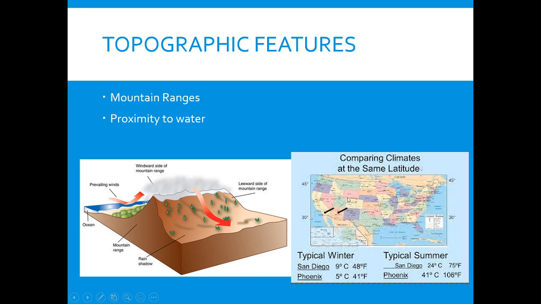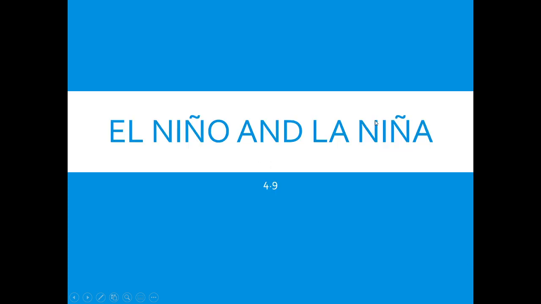Now, here's two different climates. Same latitude, right? They're at the exact same latitude. We have San Diego and Phoenix. In the winter, they're actually very similar. San Diego can get down to 48 degrees Fahrenheit. Phoenix gets down to about 41. But in the summer, quite different. Phoenix's average is 106. San Diego is 75, which is why I always say I would live in San Diego in a heartbeat. Now, why is that? Well, location to water, along with the mountain ranges that can separate them, cause different climates at the same latitude.